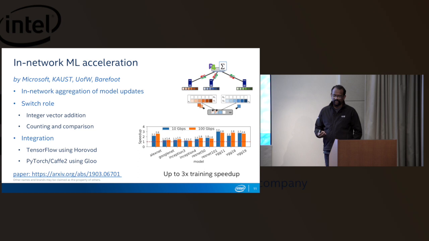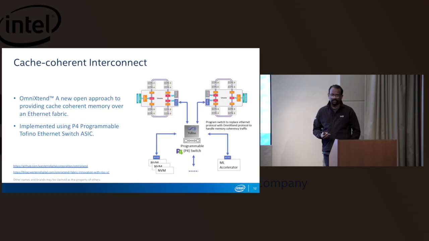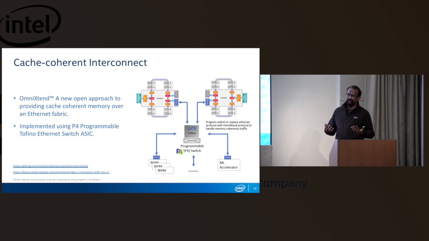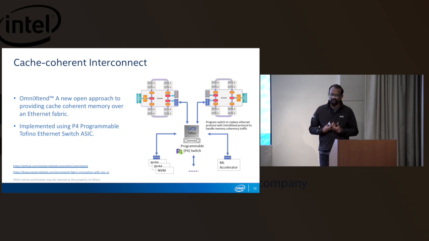This is another example of how you can use P4 and Tofino. This is work that was done by Western Digital. They took Tofino and came up with a new protocol called OmniExtend, which is a new approach for providing cache coherency over Ethernet networks. They developed this protocol themselves, prototyped it, and ran it on Tofino using a P4 program that they've open sourced.